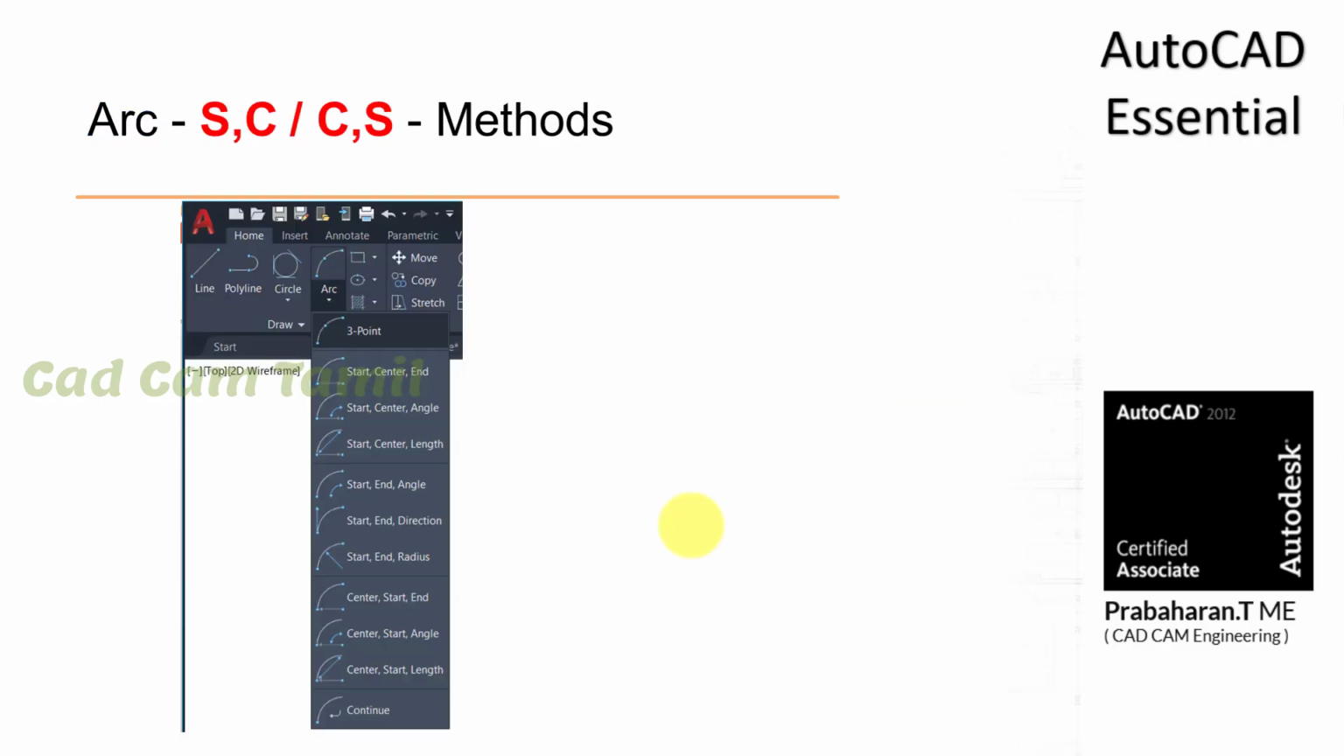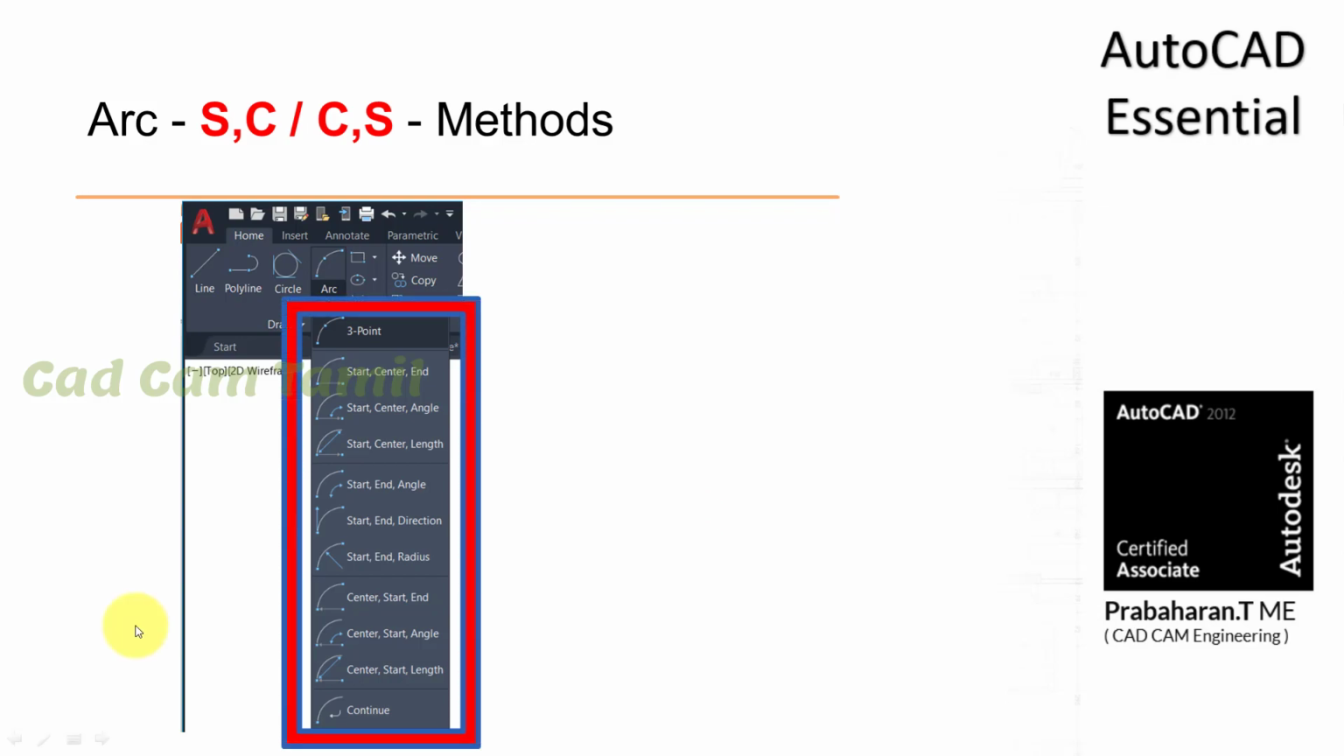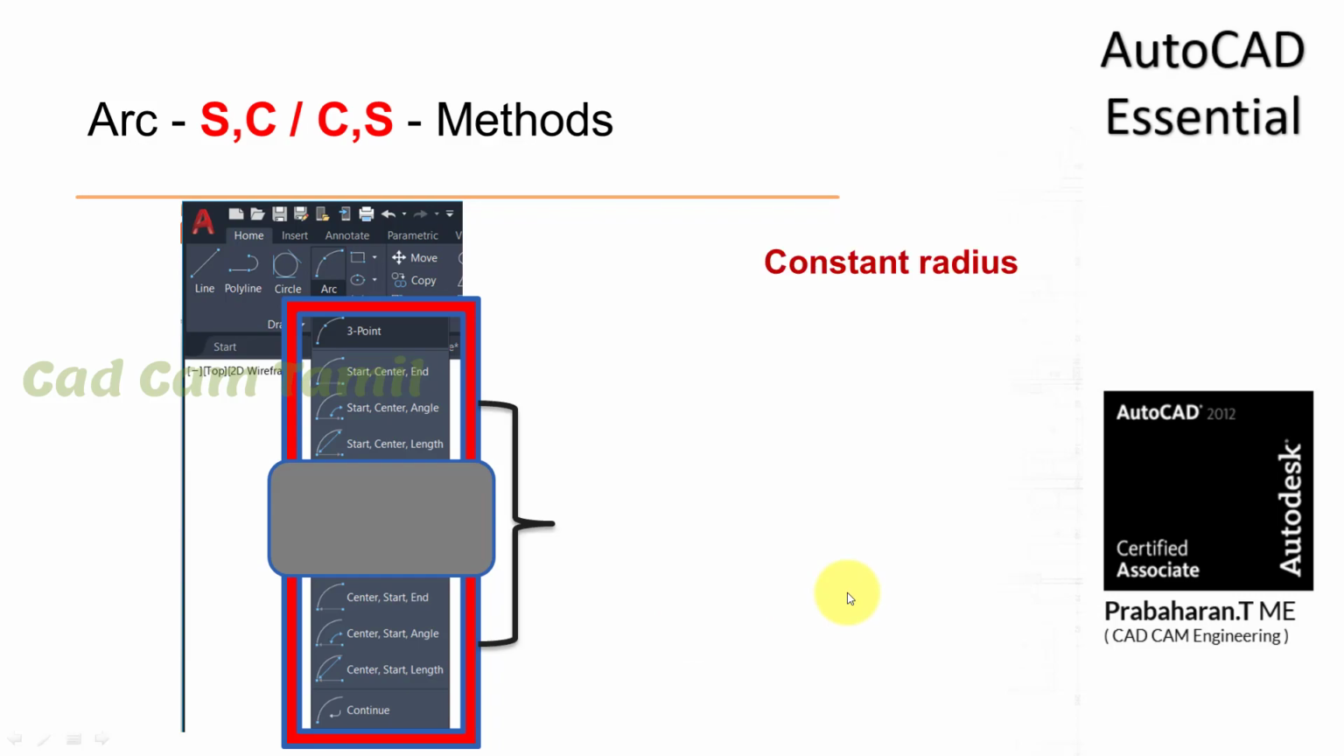As we know, we have 6 methods to create a circle. In a similar way, we have 11 methods in arc. I am going to divide the entire 11 methods into 2 types. Start, center, end; start, center, angle; start, center, length. These 3 methods are repeated again here. The first 3 methods and the last 3 methods are the same. So I can call this the constant radius method.